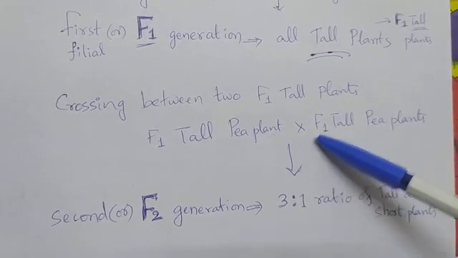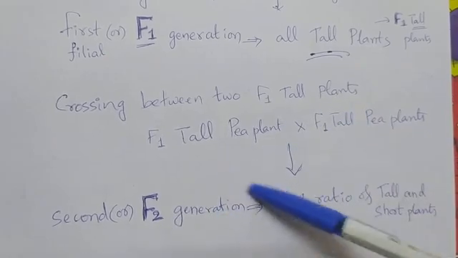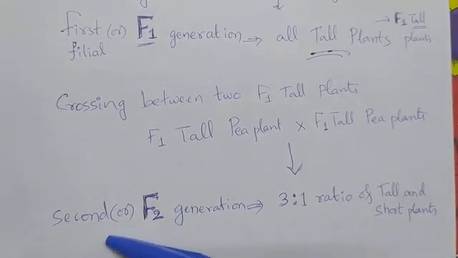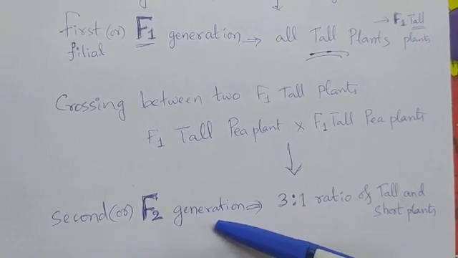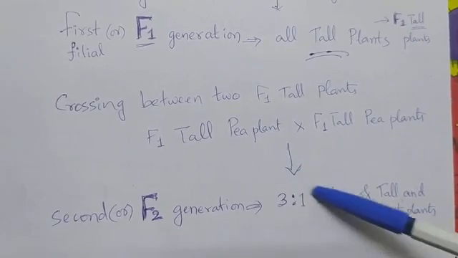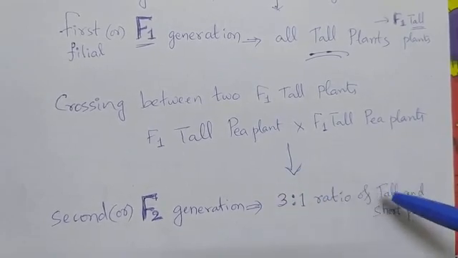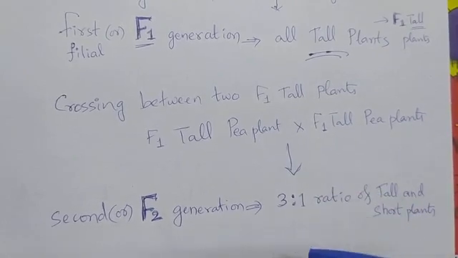And then after fertilization is over, seeds are formed. From the seeds, he got the second generation, that is the F2 generation, the second filial generation. Surprisingly, he got a 3:1 ratio of tall and short plants. Remember.